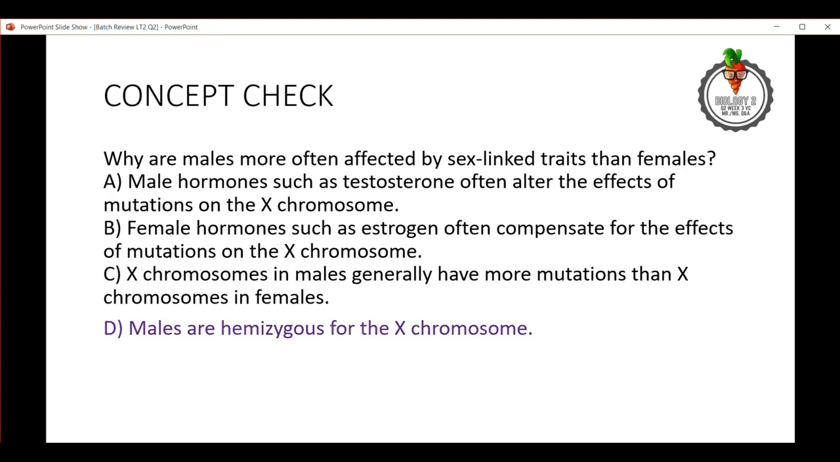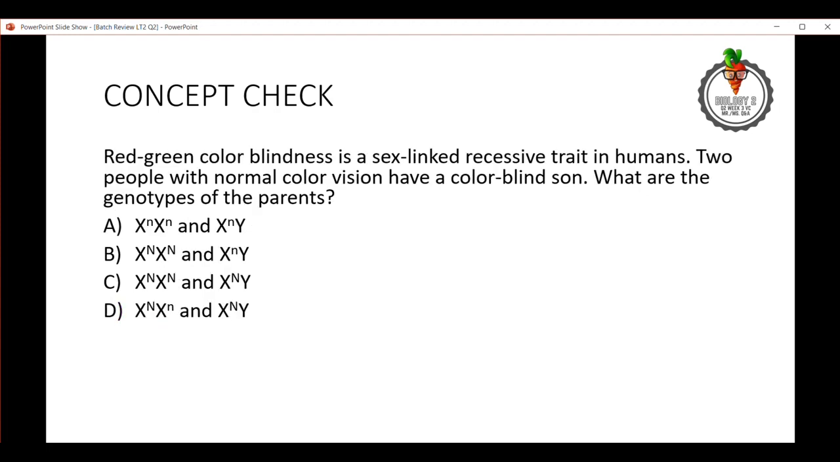The answer to that is males are hemizygous because there would be no other X chromosome that could possibly mask the effect of the allele that is diseased, or the abnormal allele, especially in sex-linked recessive. So since males only have one X chromosome, if they have the diseased allele, then they won't be able to mask it.